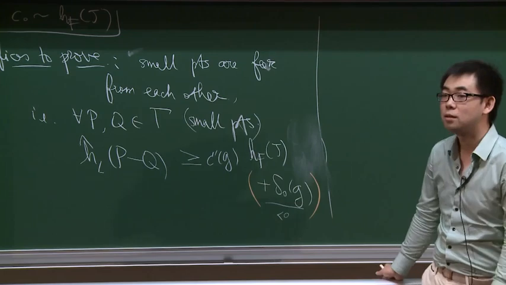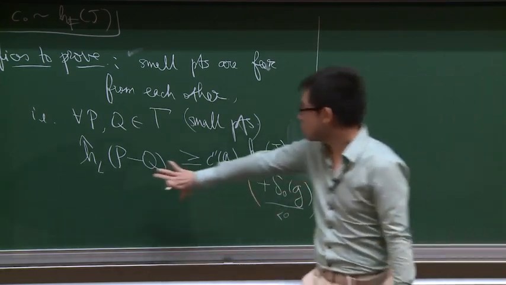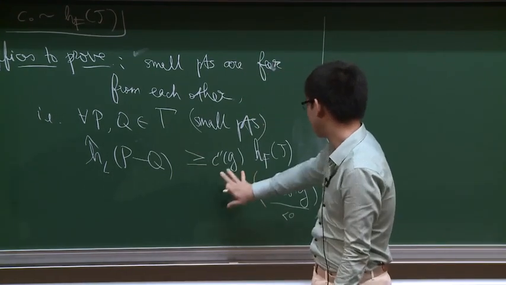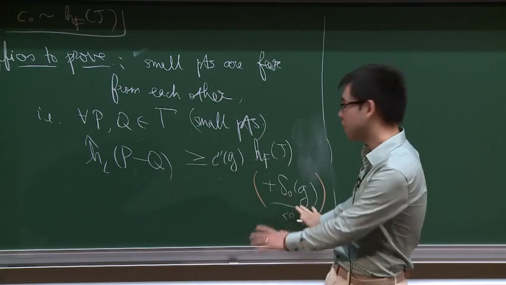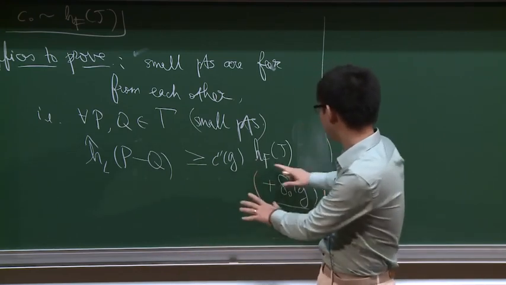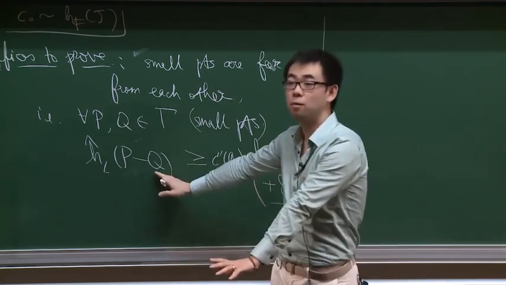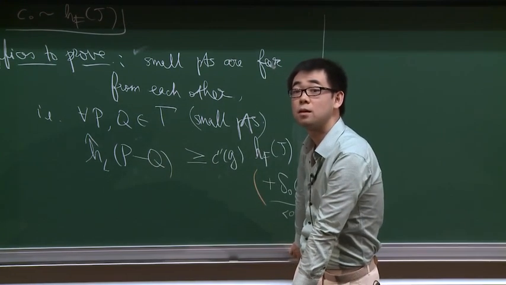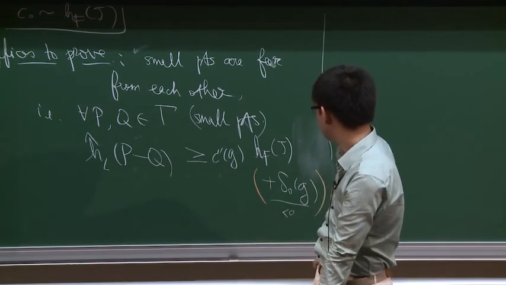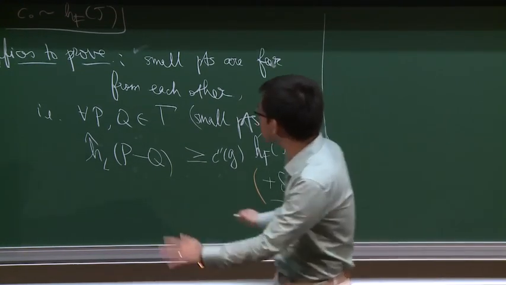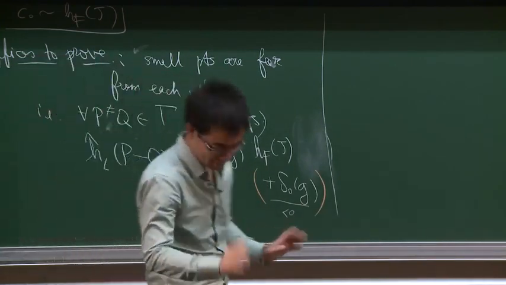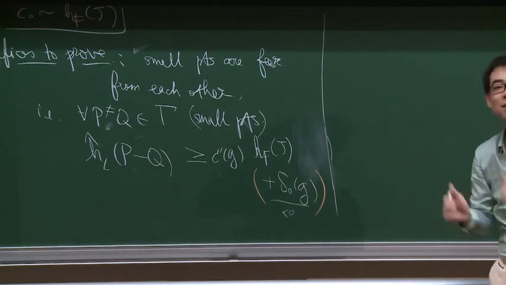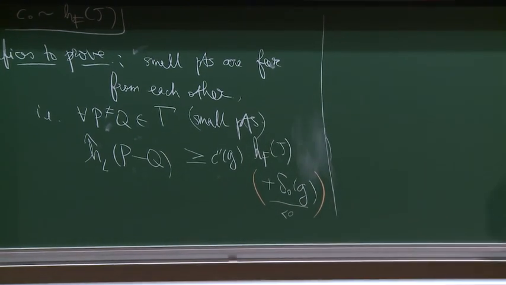If this is 0 here, then we will have 0 greater or equal to a positive number times h_F(J) plus a negative number. So that means the height h_F(J) here is small. I think you really do want to take different points. Yes, different. Otherwise, you'd be able to just conclude by taking P equals Q that the height must be small. Oh, I see your point. But what I want to say probably is that P minus Q could be torsion. Yes, thank you.